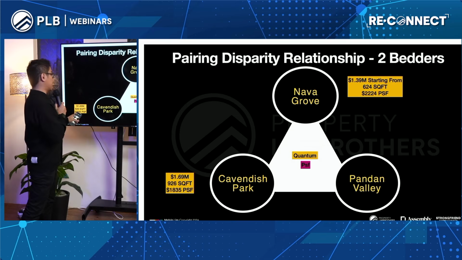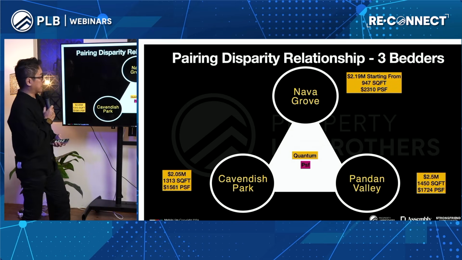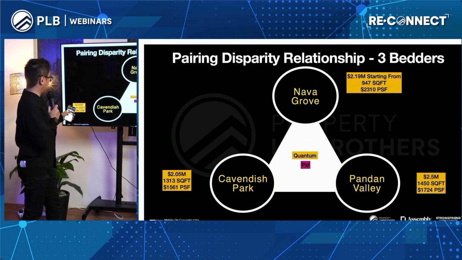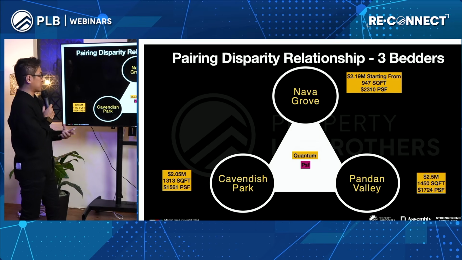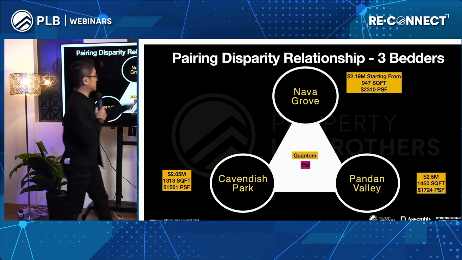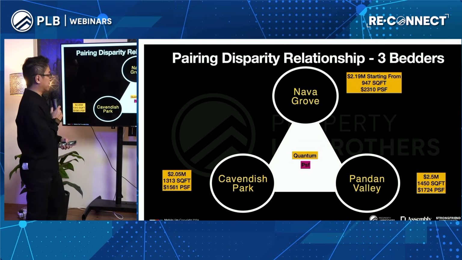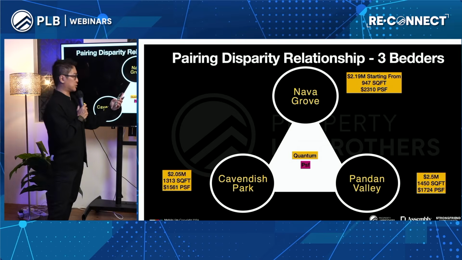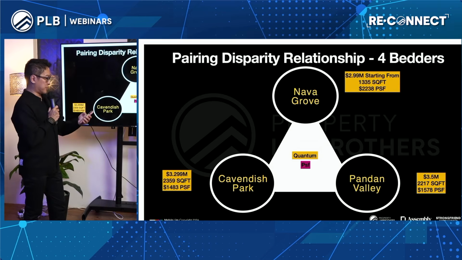The area itself is actually much bigger, 900 over square feet for a two-bedder. And for a three-bedder itself, if you look at it, right, the per square feet price is 1,561. These are older projects. These are newer projects, right? And you can see that, does it make sense to actually buy into Nama Grove? And of course, a four-bedder as well.